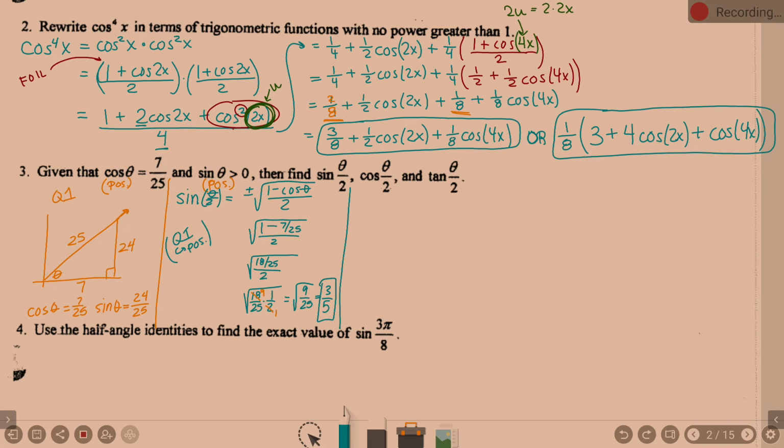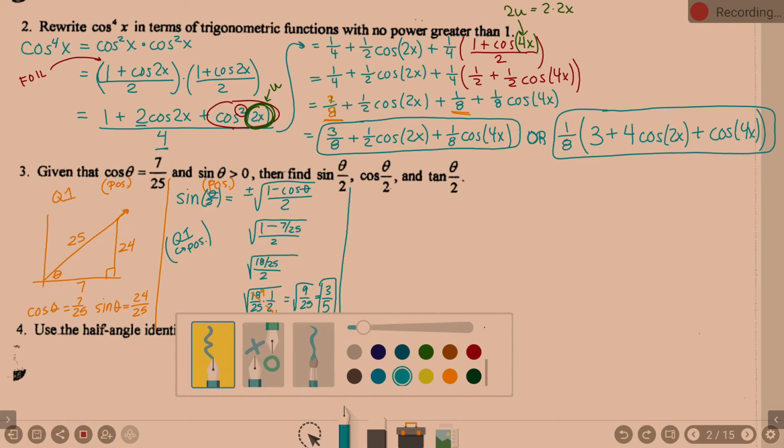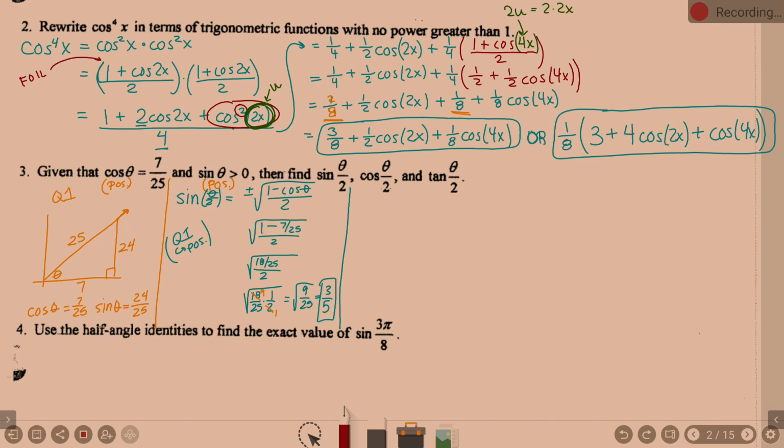Next part. Now we are looking at cosine of theta over 2. What's my formula? Plus or minus the square root of 1 plus cosine theta, all over 2.